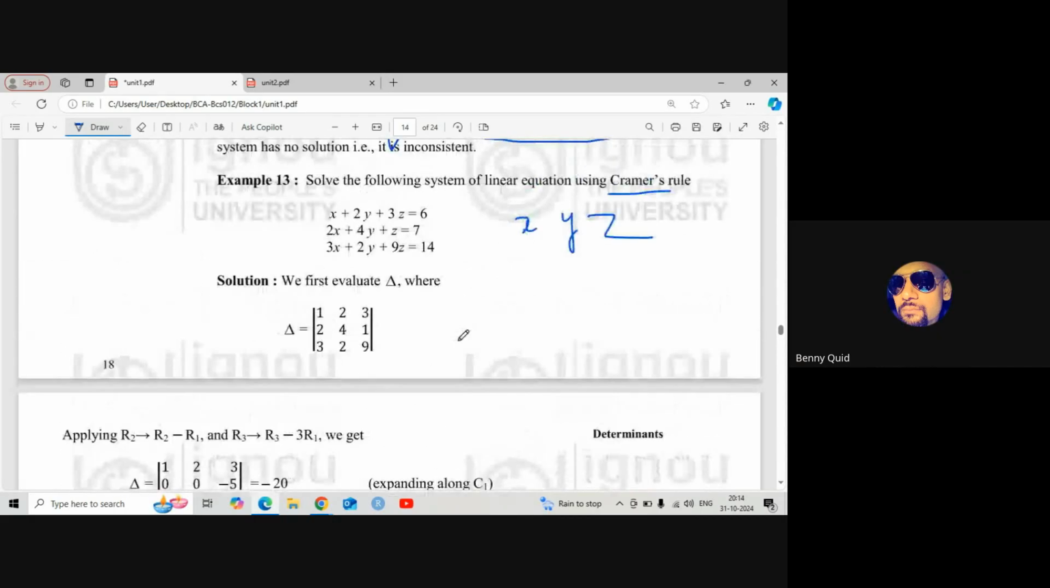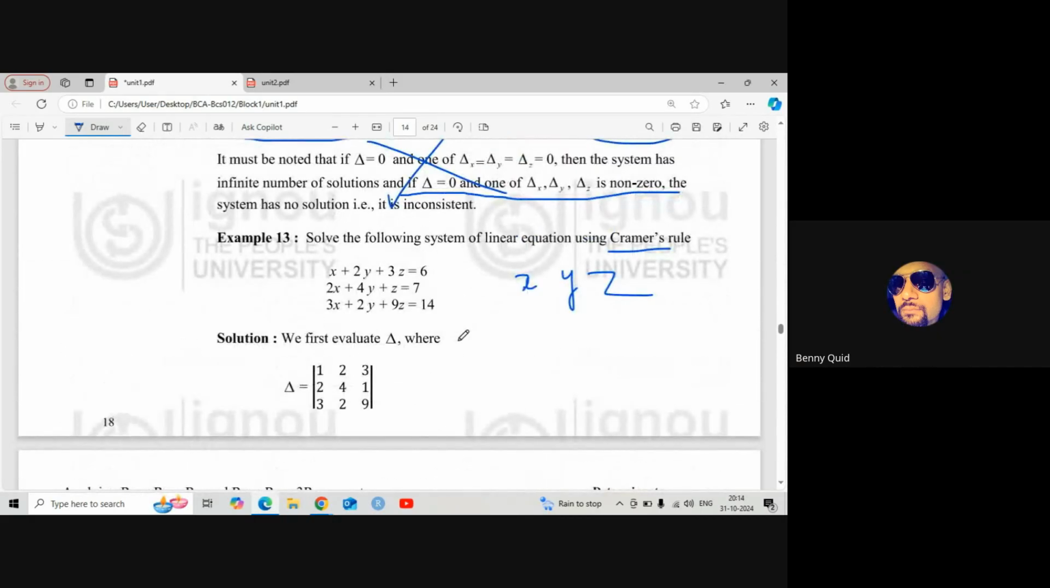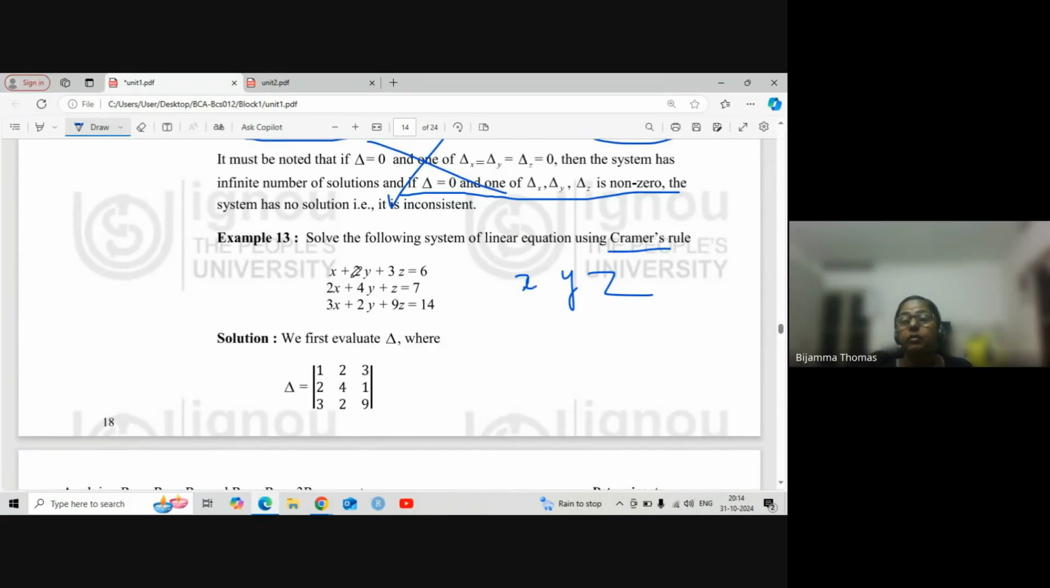Yes, ma'am. So basically, we need to take the values of the coefficients of the variables x, y, z in Cramer's rule. They are known as the coefficients of the variables. This is our determinant delta.